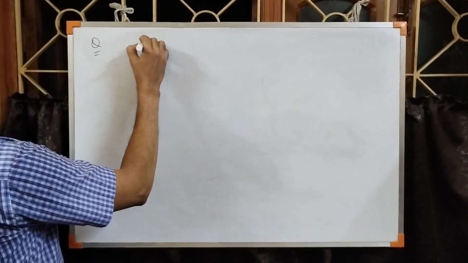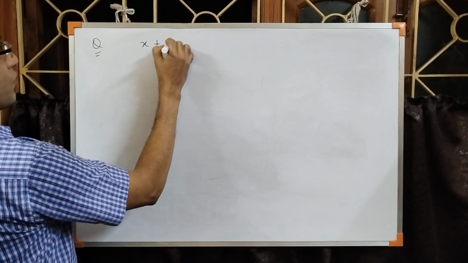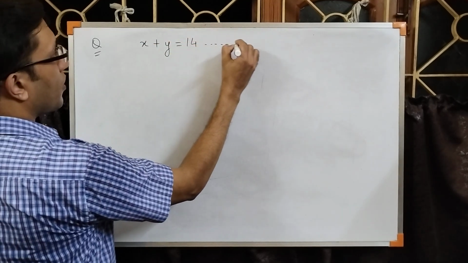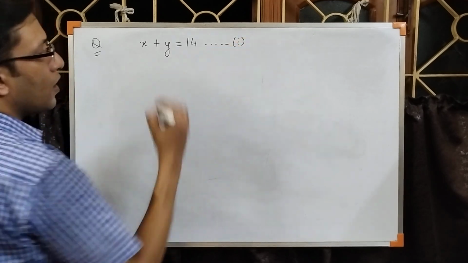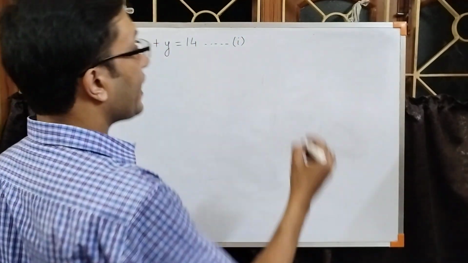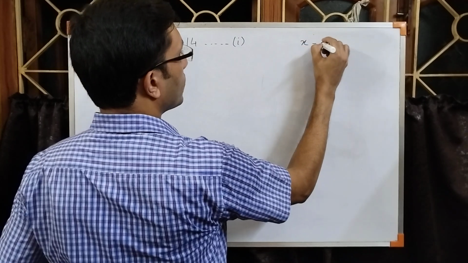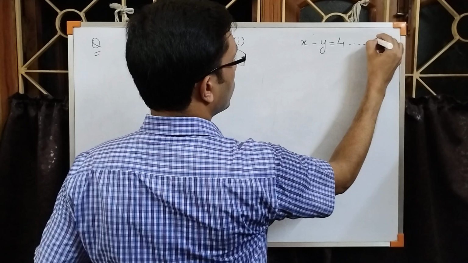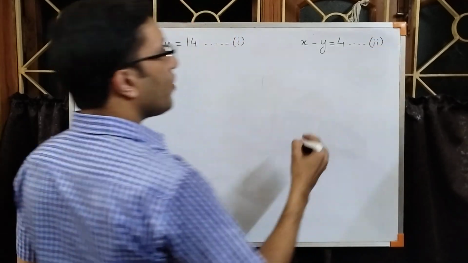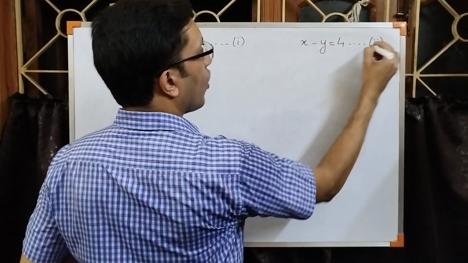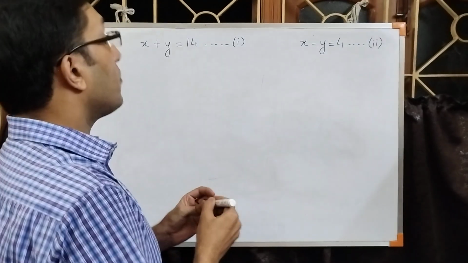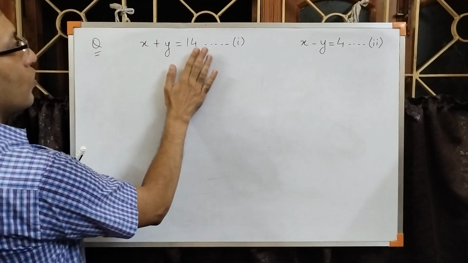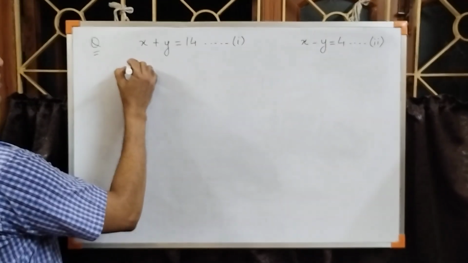x plus y is equal to 14. This is the first equation. This is our equation number 1. And the second equation is x minus y is equal to 4. This is equation number 2. So we will solve these two equations by the method of substitution. So let's see. We focus on equation number 1.